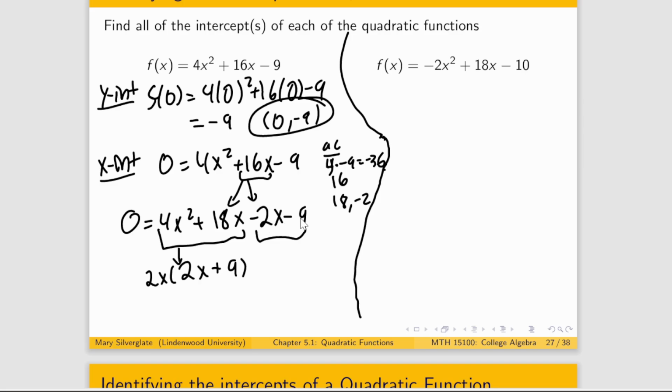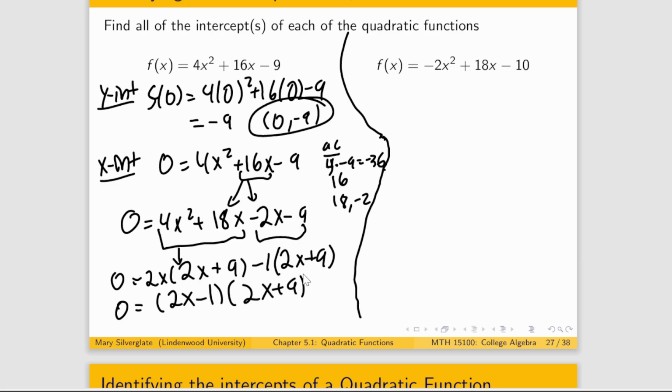Here, there is no greatest common factor, but if I kept it as is, I would almost match this parentheses, but the signs would just be flip-flopped. So that's a cue for me to pull out a -1, because then -2x divided by -1 gives me +2x. -9 divided by -1 gives me +9. And now I'm in business, because now I have 0 is equal to (2x minus 1) times (2x plus 9).